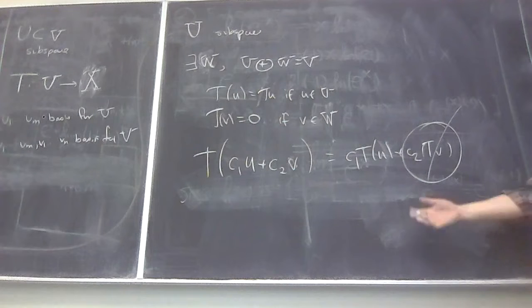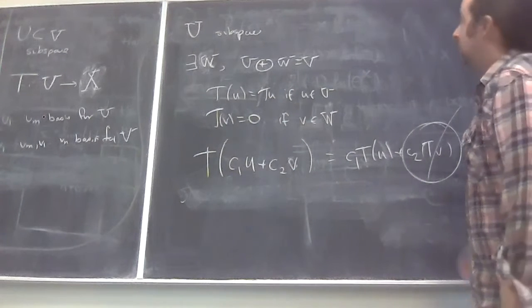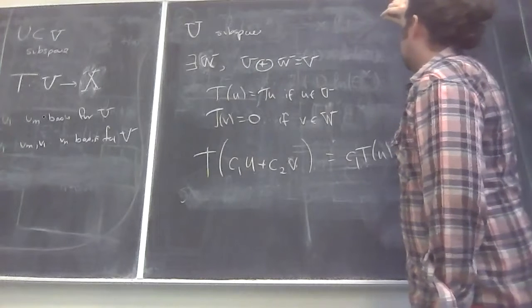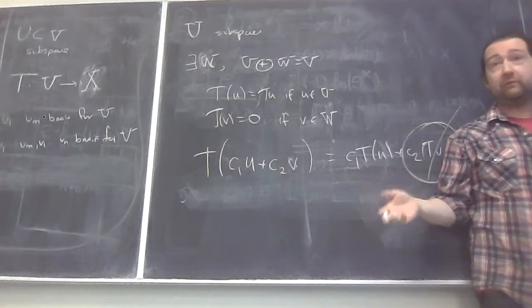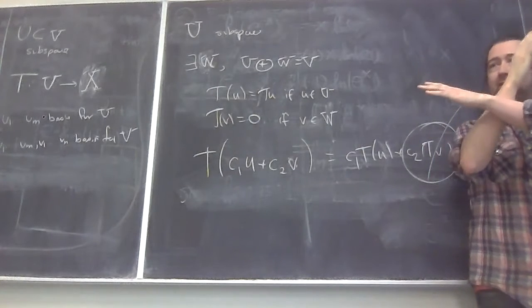Okay. So if you want a concrete example of what's going on here, it's like saying, suppose you have a map that's defined on a line in R2. How can you define it for anything that's off the line? Well, just define it to be 0 on anything perpendicular to that line.